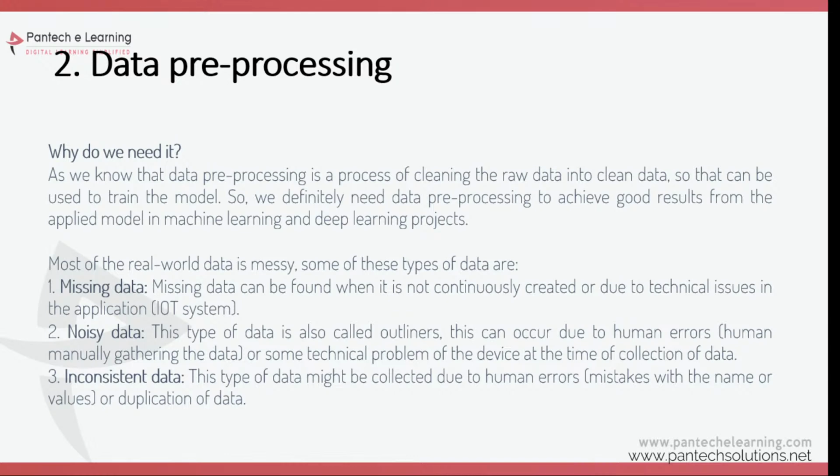Missing data can be found when it is continuously created or due to some technical issues in the application of IoT systems generally, right? Noisy data. This type of data is also called outliers. This can occur due to human errors, something like manually created issues, and some technical problems of the device at the time of collecting the information. Inconsistent data. This type of data might be collected due to human errors, mistakes with the name or values, or duplication of data.